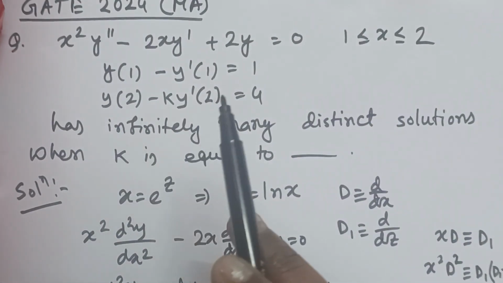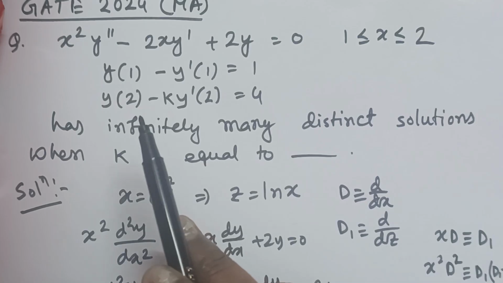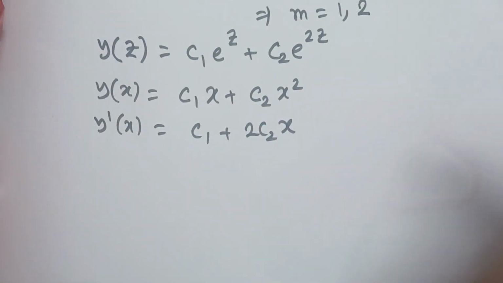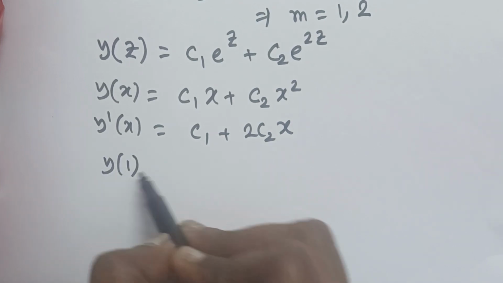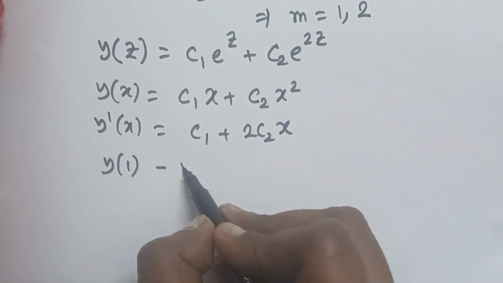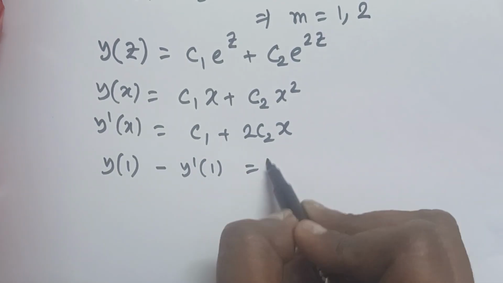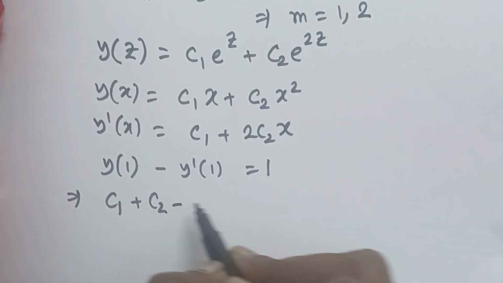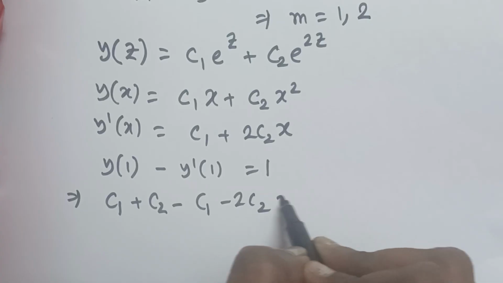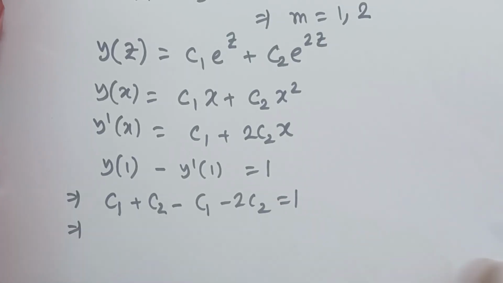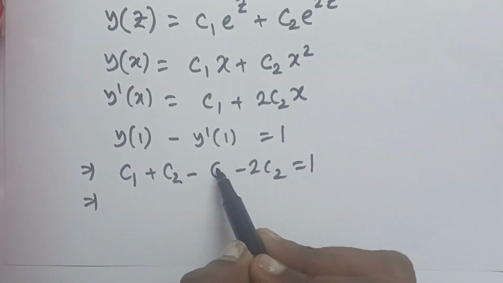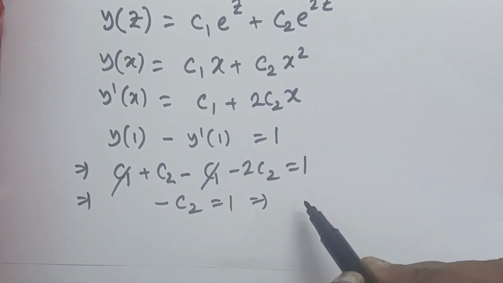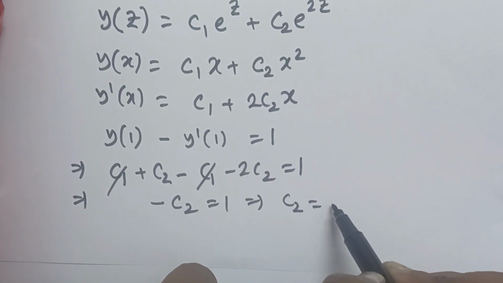Now since we have the conditions y(1) minus y'(1) equal to 1 and y(2) minus k y'(2) equal to 4, we will substitute these values. So y(1) minus y'(1) equal to 1. Hence, if we substitute 1 in place of x, then we will have c1 plus c2 minus c1 minus 2c2 equal to 1. Then c1 and minus c1 will be cancelled out. So we are left with minus c2 equal to 1, that is c2 equal to minus 1.